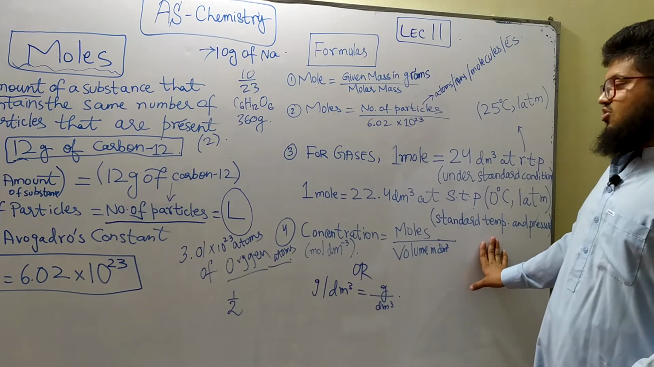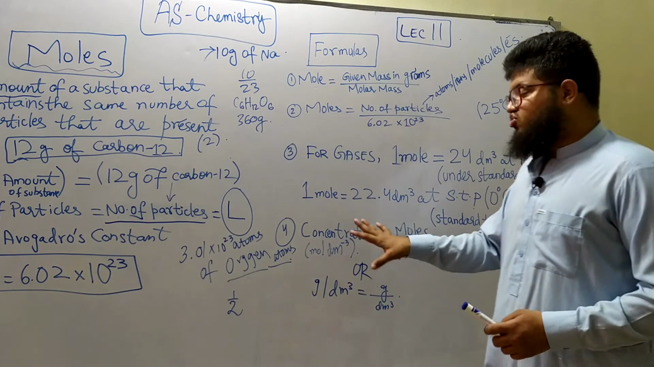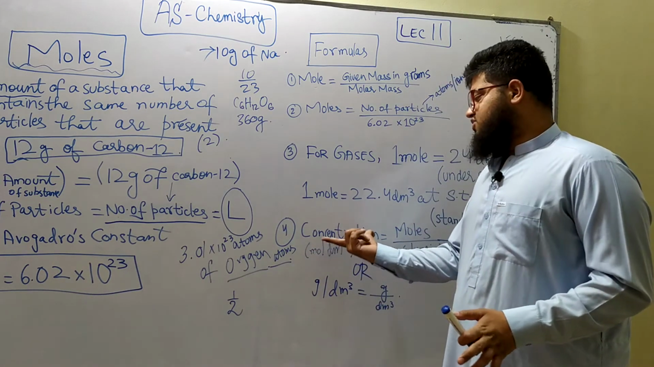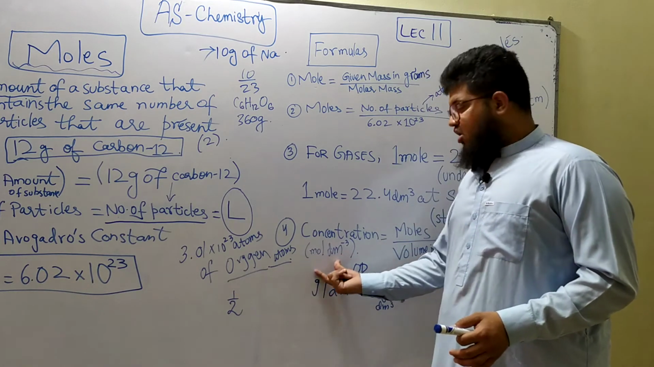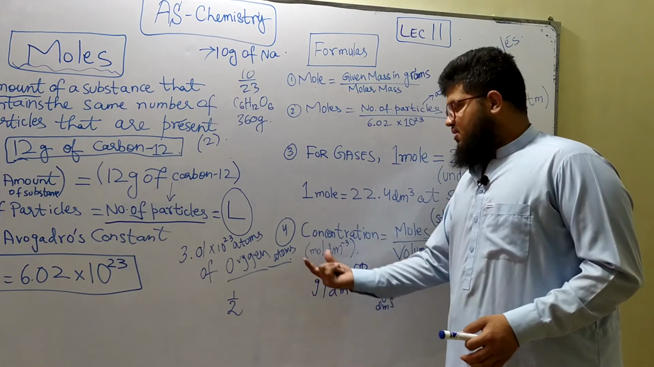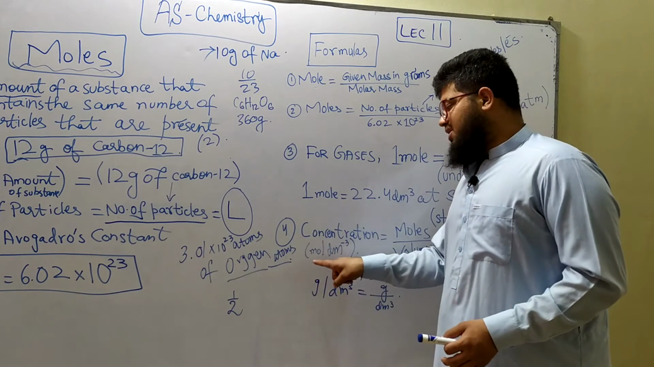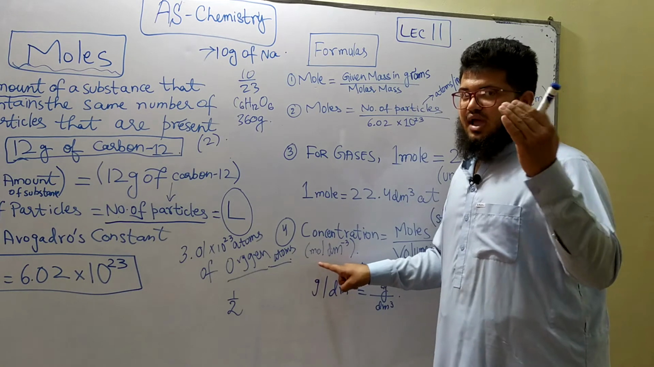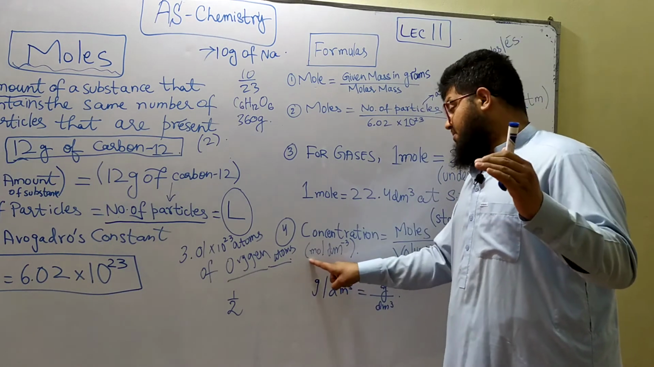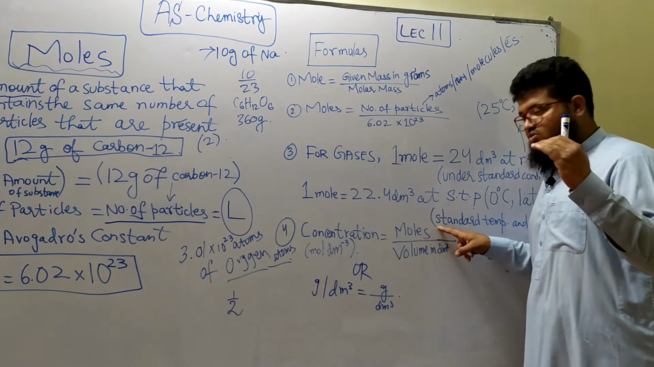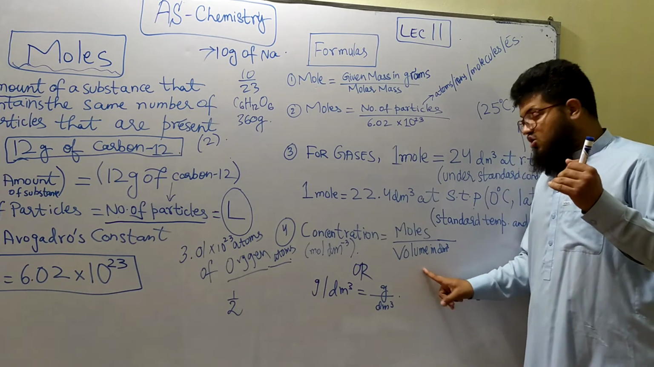How are you going to calculate the concentration of a solution? Basically, concentration of a solution. So in case of a solution, you can calculate it either in moles per dm cube or in grams per dm cube. Okay, as the formula suggests, mole per dm cube means moles are in the numerator, and per dm cube means the dm cube is in the denominator. So the amount of moles is going to be in the numerator, and the volume in dm cube is going to be in the denominator.